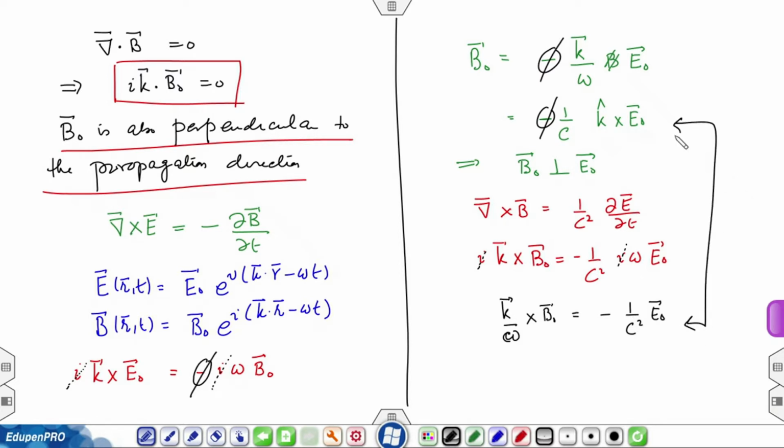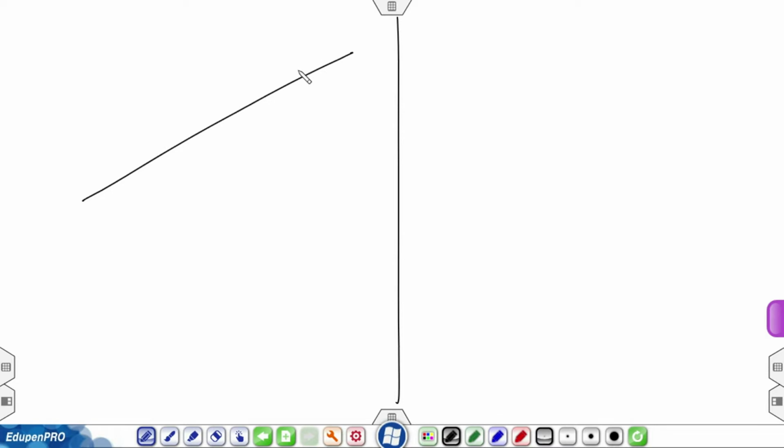So, let us see what is the implication of all this. I will make a picture in the next slide. So, suppose this is k, the direction of propagation, then E has to be perpendicular to it. So, this is, let us say, E. So, I have drawn this plane of the screen to be the E-k plane, and then I have B equals k cross E. So, B would be coming out.